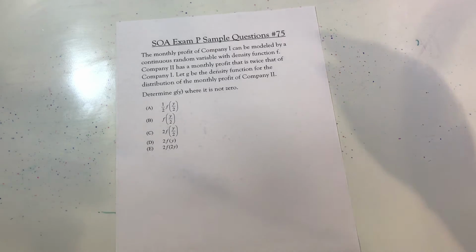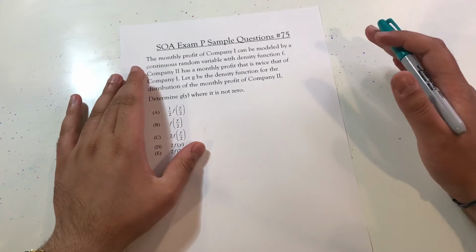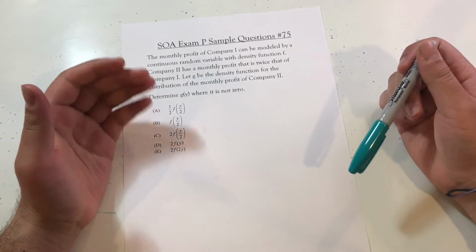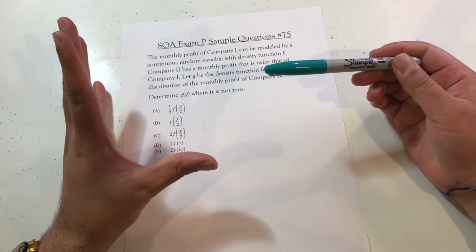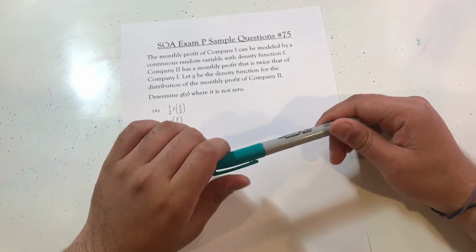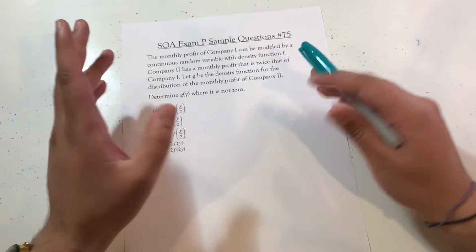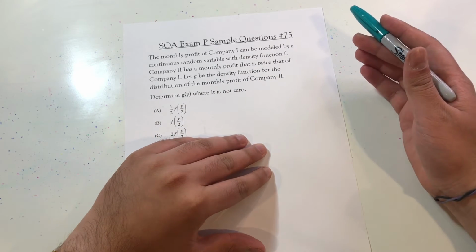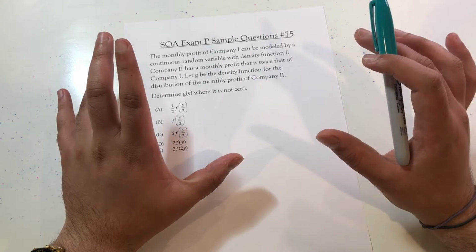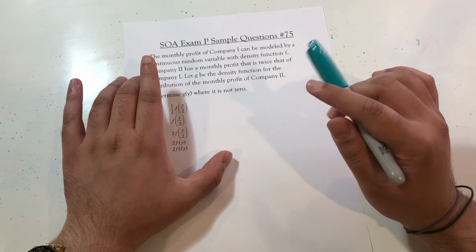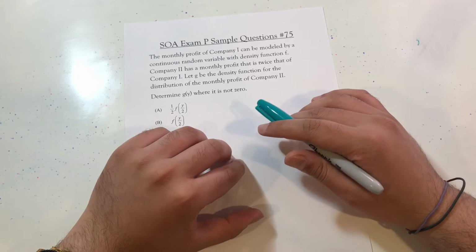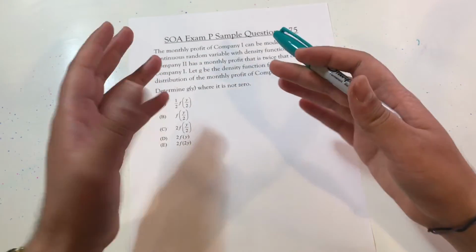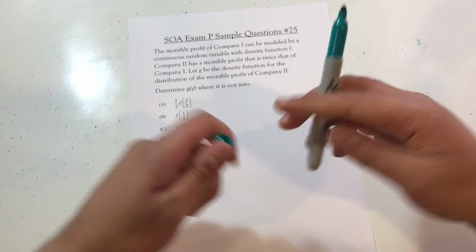Okay, so we need to find the density function for company 2. This is a question on univariate transformations. It's not completely standard, I would say. Let's say that x is the profit for company 1 and y is the profit for company 2. We're given that the PDF of x is f, and the PDF of y is then g, right? So that means a capital F and a capital G should be our CDFs. So we're going to do the following.